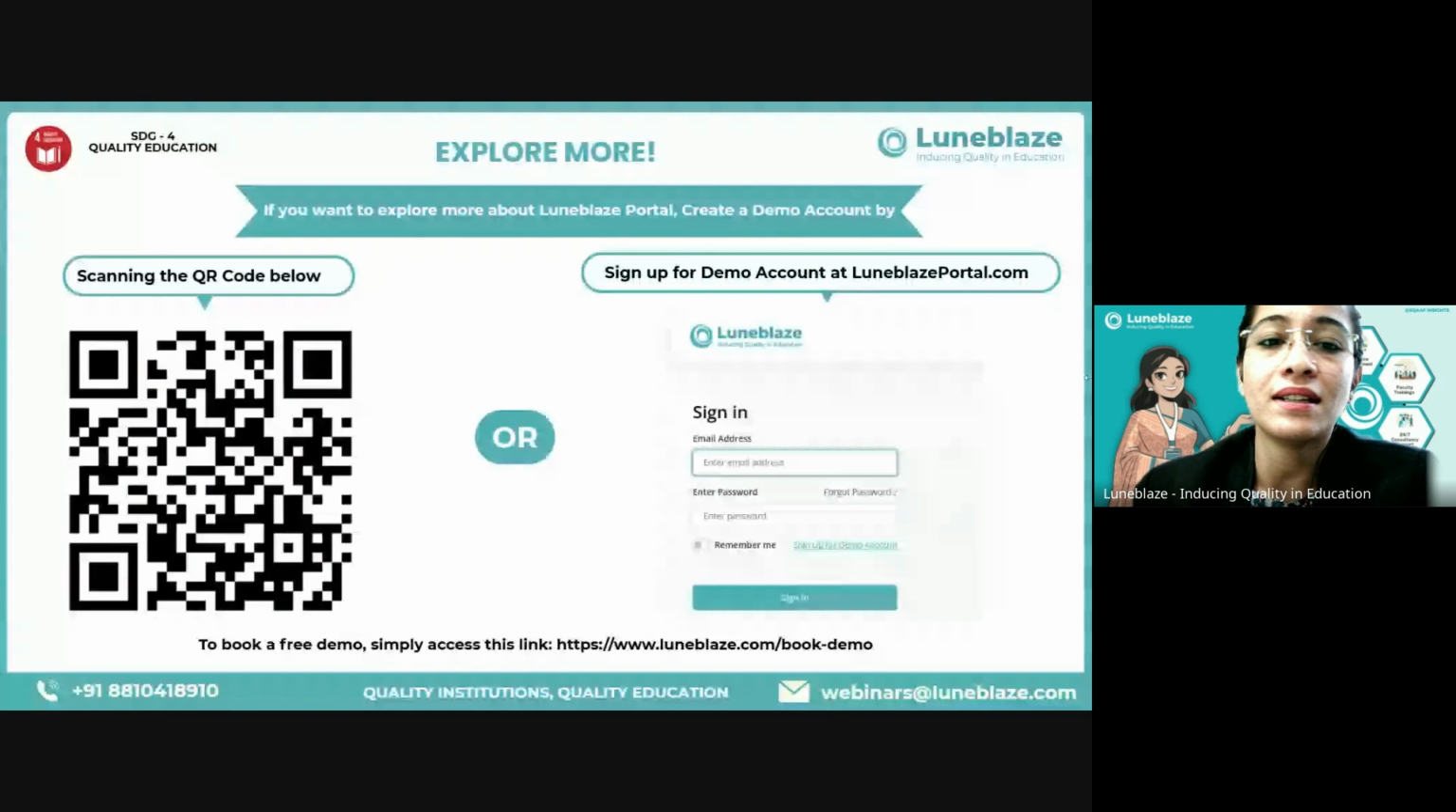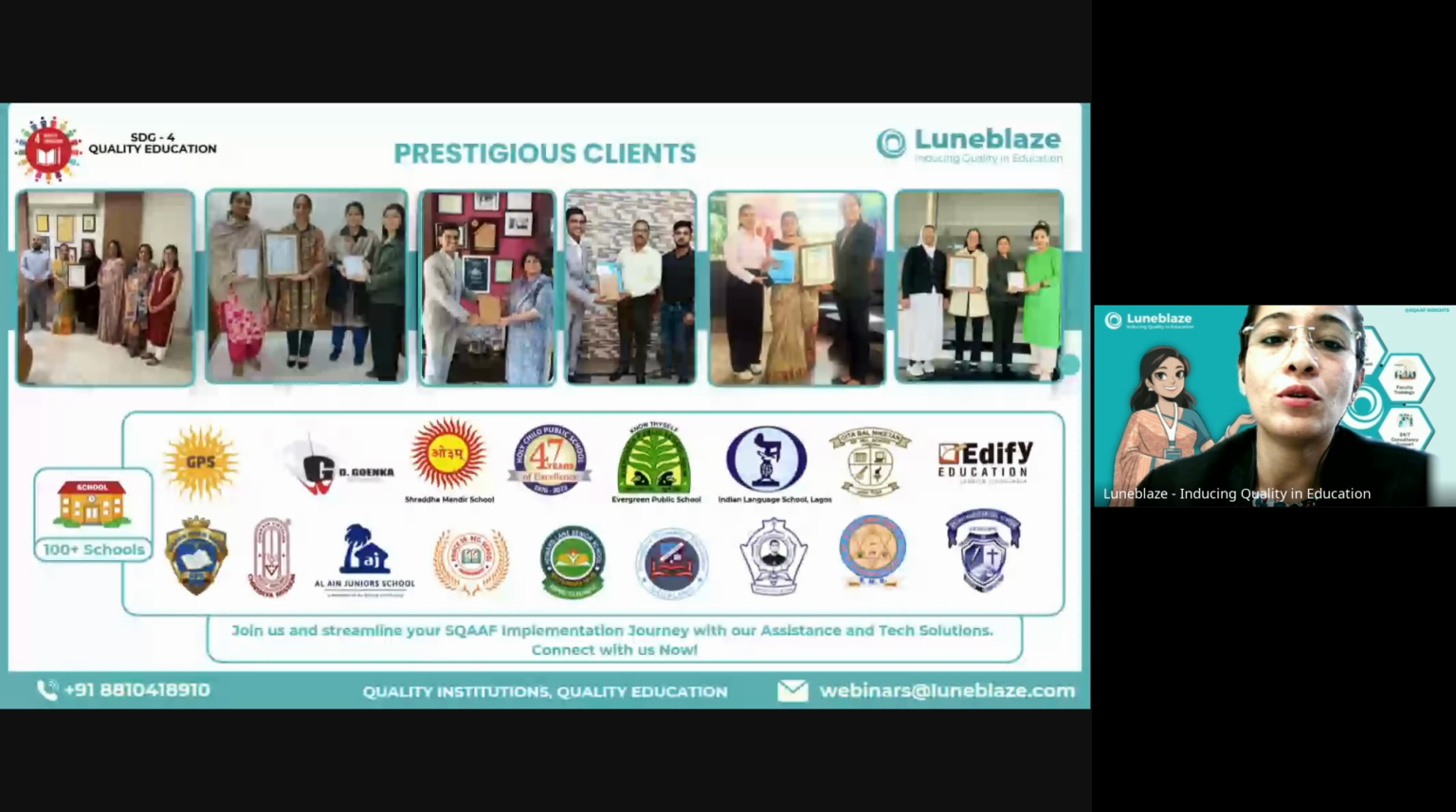And finally, before we close, we are truly proud to share that over 100 schools have already partnered with Luneblaze on their SQAAF journey, including some renowned institutions like GT Goenka, Chinmay Vidyalaya, Father Agnel Group of Schools, and many more across India and abroad. We are also privileged to support schools internationally, such as Al-Ain Junior School and Indian Language School, among others. And we genuinely look forward to extending the same level of commitment and support to your school as well, helping you make the SQAAF journey structured, stress-free, and impactful.